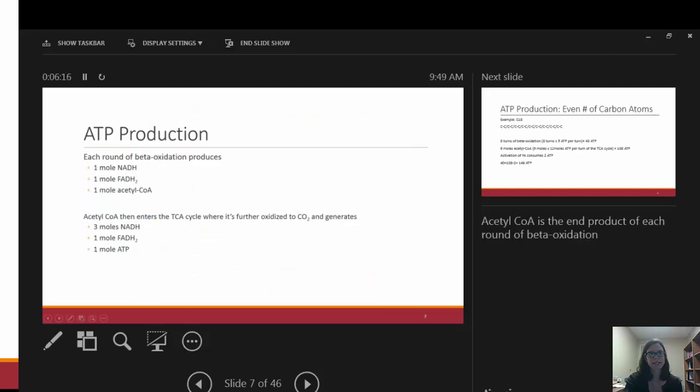Okay, so for beta oxidation, each round of beta oxidation gives us 1 NADH, 1 FADH2, and 1 acetyl-CoA. And then we'll get an additional acetyl-CoA for that last one that's just kind of left. The acetyl-CoA goes to the TCA cycle, and this is just a reminder from earlier in the course, where it's generated and oxidized, and we get 3 NADH, 1 FADH2, and 1 ATP. We'll remember that NADH is 3 ATP, so this is 9 ATP, plus 2 is 11, plus 1 is 12. So each round of the TCA cycle produces 12 ATP.